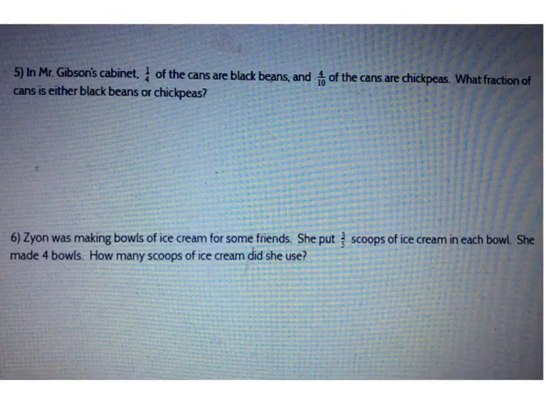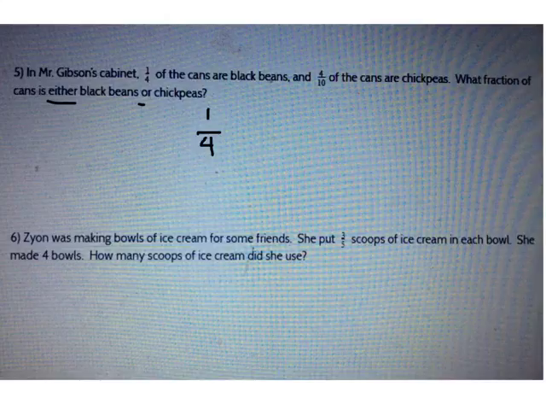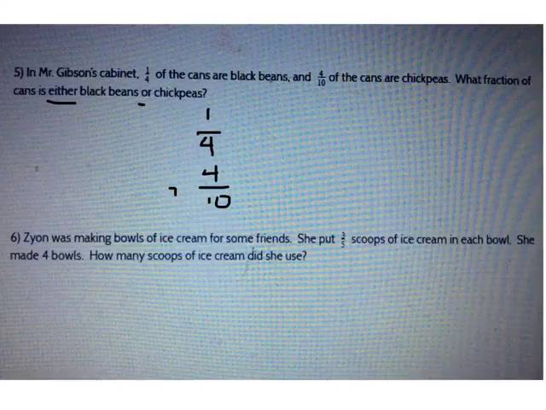Let's do some more problems. In Mr. Gibson's cabinet, 1/4 of the cans are black beans and 4/10 of the cans are chickpeas. What fraction of cans is either black beans or chickpeas? What operation do I need to use to solve this problem? When I see either or, that's telling me that I need to combine those two quantities, so I'm going to add 1/4 plus 4/10. When I add 1/4 plus 4/10, I first need to find my least common denominator.